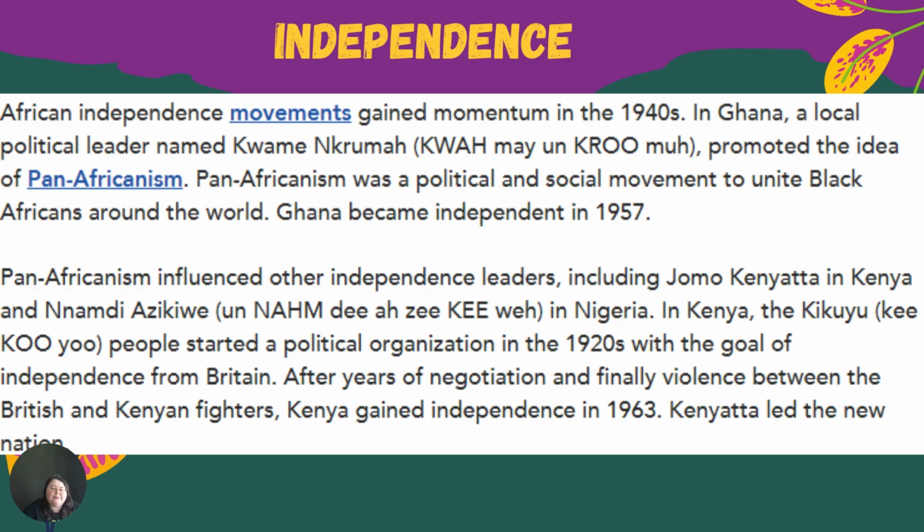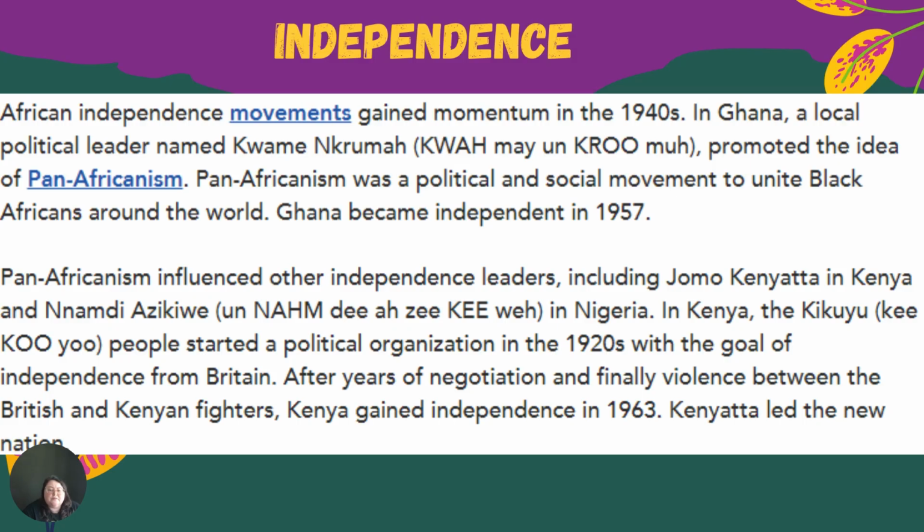Independence. African independence movements gained momentum in the 1940s. In Ghana, a local political leader named Kwame Nkrumah promoted the idea of Pan-Africanism. Pan-Africanism was a political and social movement to unite Black Africans around the world. Ghana became independent in 1957. Pan-Africanism influenced other independence leaders, including Jomo Kenyatta in Kenya and others.